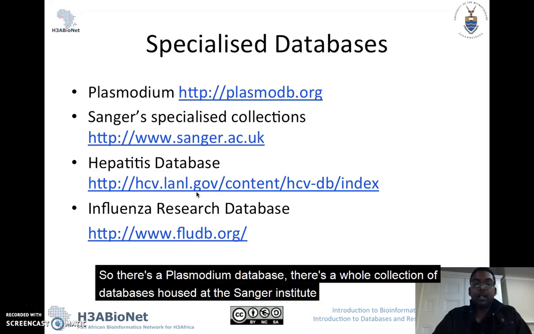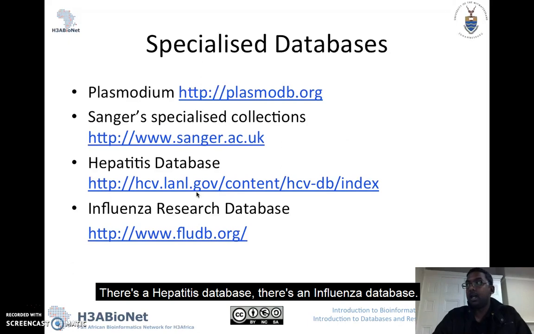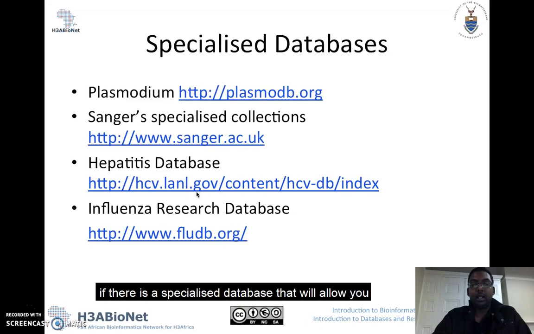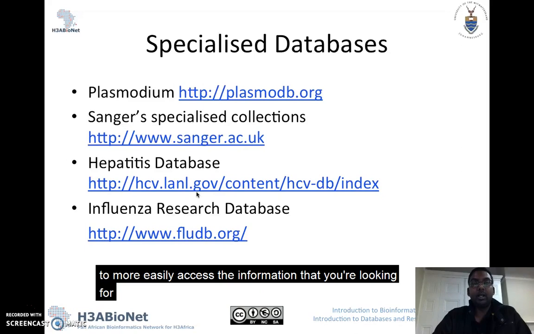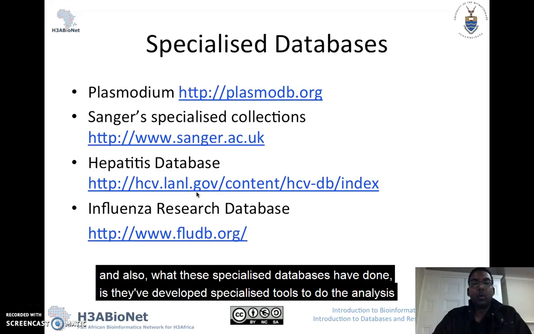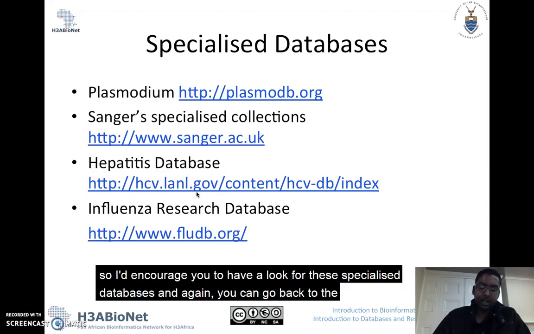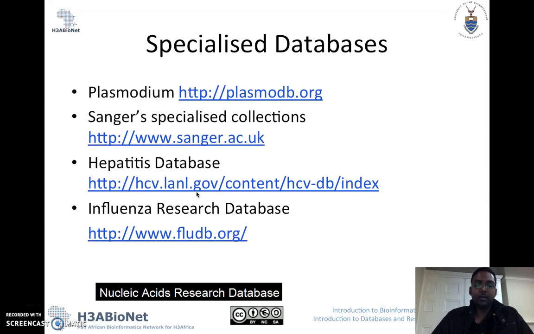There's a Plasmodium database. There's a whole collection of specialized databases housed at the Sanger Institute. There's a hepatitis database. There's an influenza database. There's an HIV database at Los Alamos. Essentially, if you are dealing in a specialized area, have a look and see if there is a specialized database that will allow you to more easily access the information that you're looking for. These specialized databases have also developed specialized tools to do the analysis that is unique to analyzing the data in that database. So I'd encourage you to have a look for these specialized databases, and again, you can go back to the Nucleic Acids Research database issue to look for them.